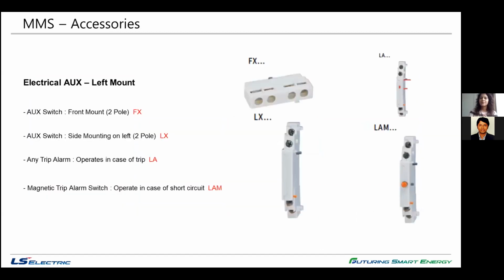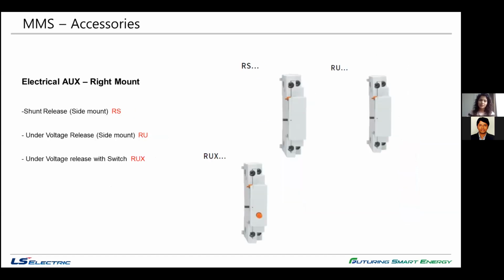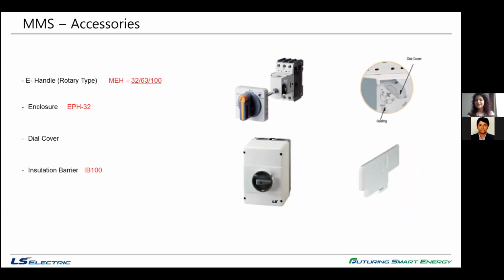And yeah, so now we will speak about the accessories. Now accessories for the MMS, there are 2 types. One is mounted on the left side, left mount, and one is for the right mount. For the left mount electrical auxiliaries, we have auxiliary switch, front mount, side mount, and then we have trip alarm and magnetic trip alarm switch. For the right mount, we have shunt release, UVR, and UVR with the switch. Additional accessories that we provide are the rotary type handles, and then enclosures, dial cover, insulation barrier.